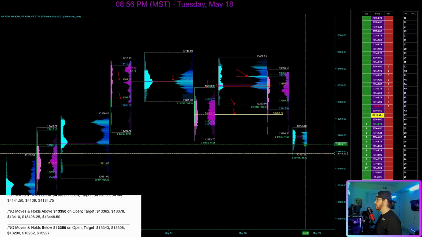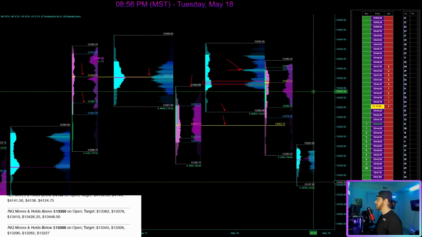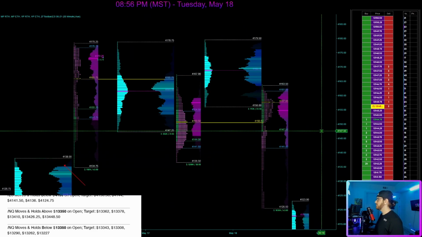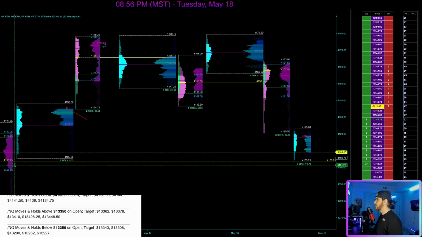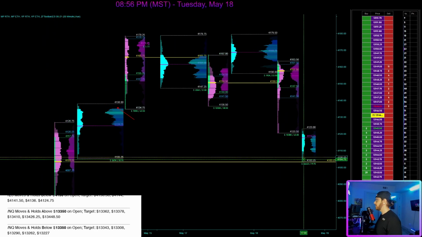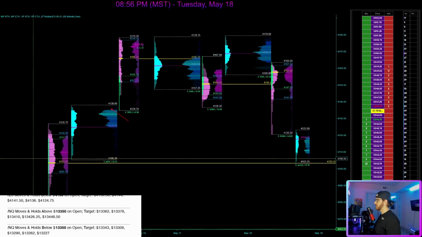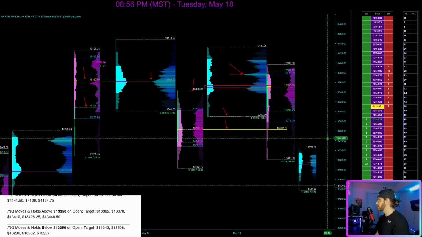So let me see, I don't have enough data loaded, but I will show you another example of what a naked point of control looks like. I believe we have one on ES down here. Yep, we do, right here. You can see right here, the POC from the 13th is still all the way extended to the end of the chart because we have not touched this level in a regular trading hour session, and that's why I mentioned it a little bit earlier.